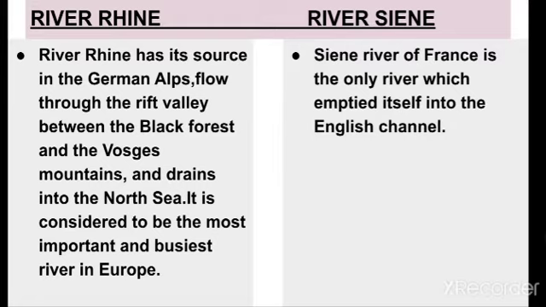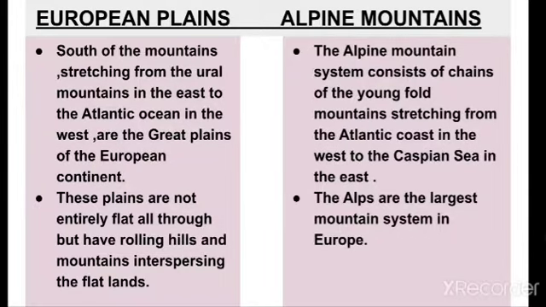In the river Seine, you will be writing, Seine River of Europe is the only river which empties itself into the English Channel. Next, differentiate European plains and alpine mountain system. So in the European plains, you will write south of the mountains stretching from the Ural Mountains in the east to the Atlantic Ocean in the west are the Great Plains of the European continent.